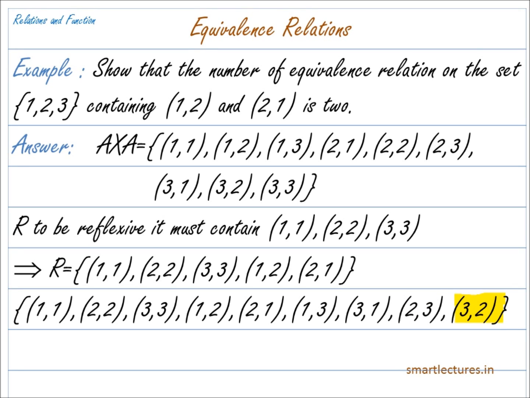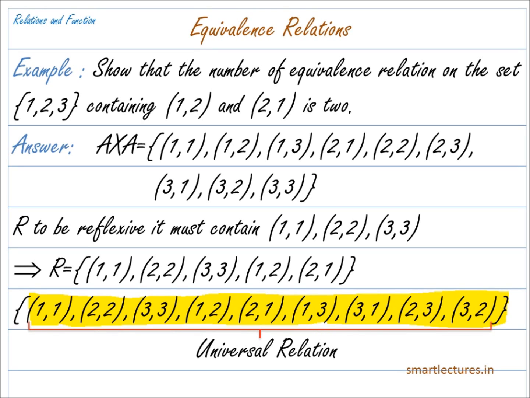So now you can see we have added all the ordered pairs from A cross A. So if you add any other pair of the 4 left-out ordered pairs, then for this relation to be an equivalence relation, we shall have to add all the 4 ordered pairs. So the other equivalence relation containing (1,2) and (2,1) on the set {1, 2, 3} is the universal relation on the set A. So the number of equivalence relations on the set A containing (1,2) and (2,1) is 2.